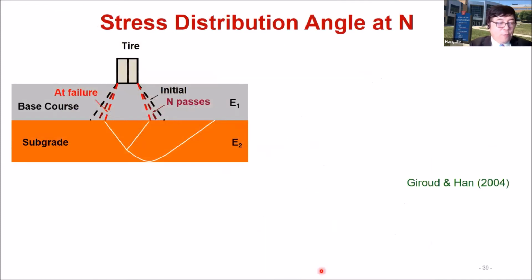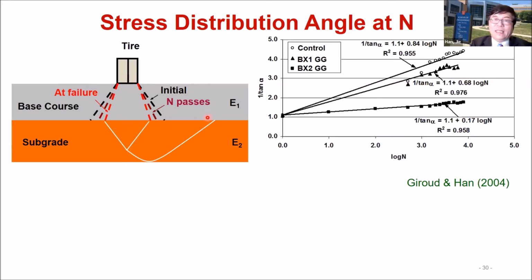Now, in traffic loading, we know the traffic is changing with the passes. For this case, as you can see, there's the initial distribution angle, and the distribution angle will reduce with time because of the deterioration of the base course, until a certain point where the bearing capacity fails. We got some test results with a control section and two different geogrids. We observed the distribution angle change with the number of cycles.